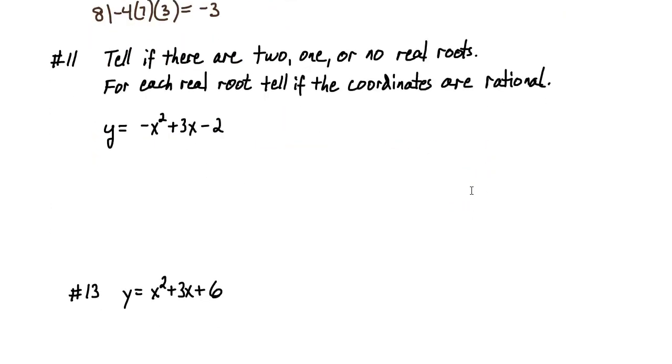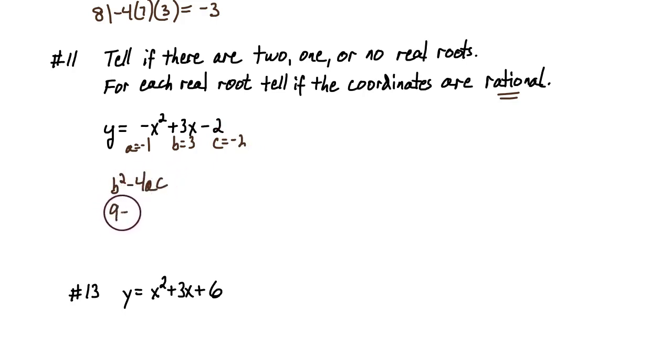Number 11. Basically the same directions: tell whether there's 2 real roots, 1 real root, or no real roots, but for each real root, tell if the coordinates are rational numbers or not. So the value of a is -1, b is 3, and c is -2. And let's figure out b squared minus 4ac.